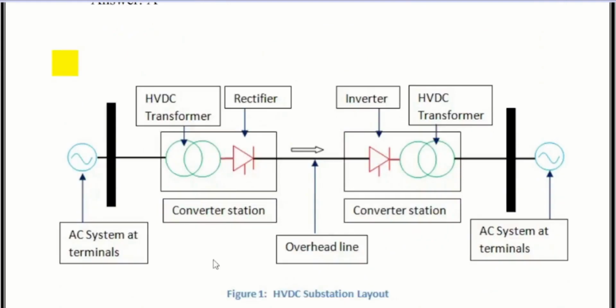As you see from the figure, there is the AC system at the terminals. High voltage DC transformers are there. They step up the voltage, and the rectifier converts AC voltage into DC through the line, and the inverter again converts that DC voltage into AC voltage, and the HVDC transformer steps down that voltage into the AC system at the terminal.